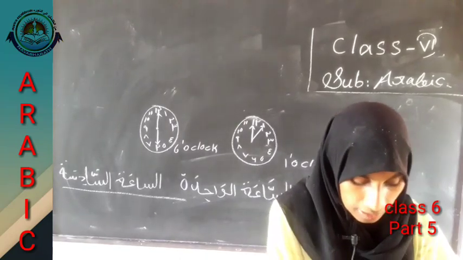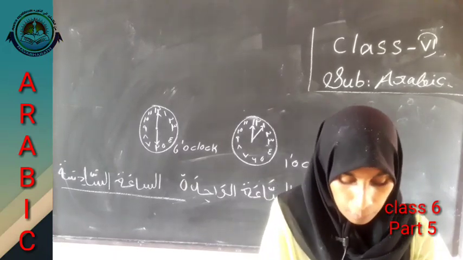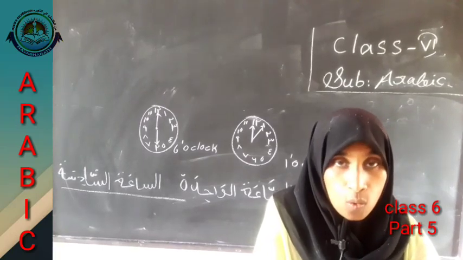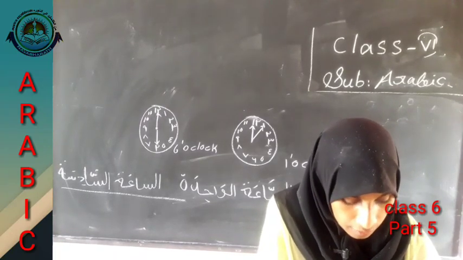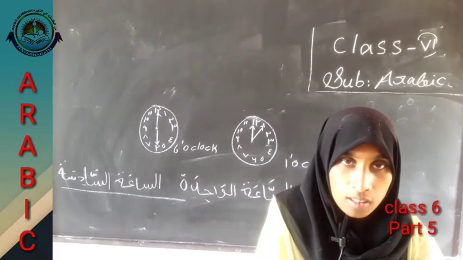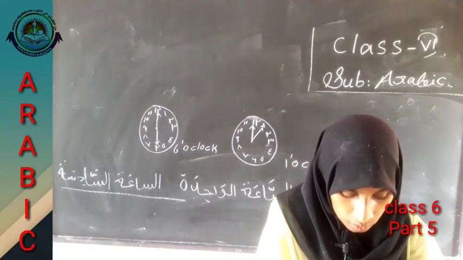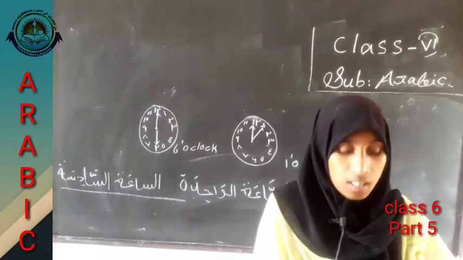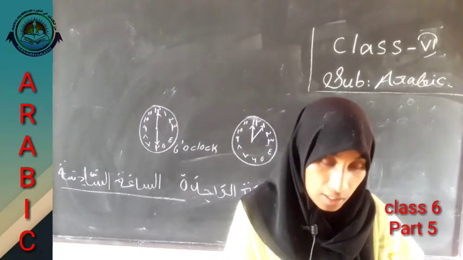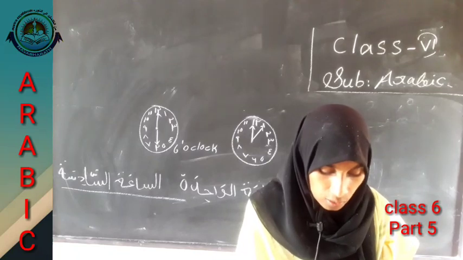Then you choose a suitable clock for each action. One, skipping, 4 o'clock. Then number 2, drinking coffee. Evening coffee. Which is the suitable time? Evening coffee, not morning coffee. Yes, 7 o'clock. Then you can select the suitable clock from here based on the pictures. You should do this one. This is your homework.